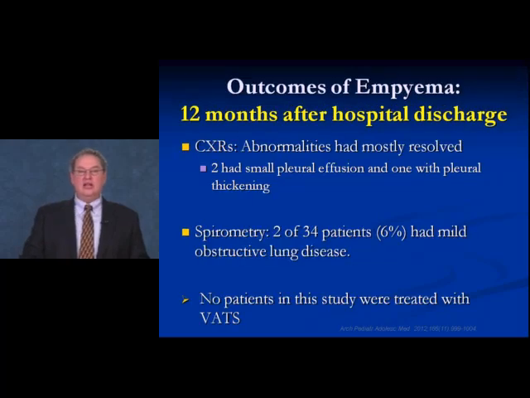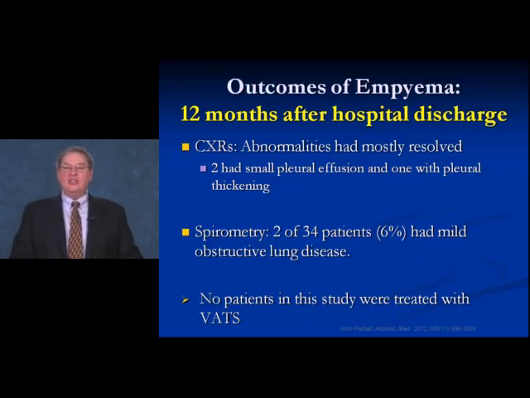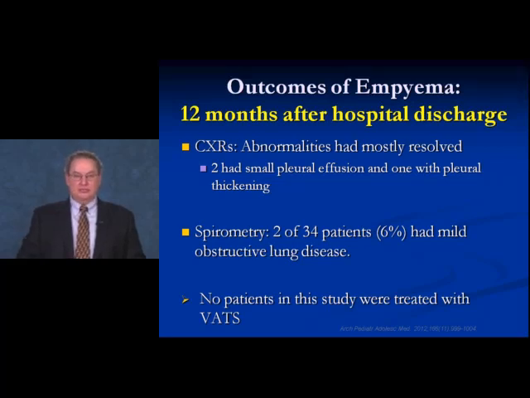However, at 12 months, the abnormalities seen on chest X-rays had mostly resolved. Only 2 had small pleural effusions and 1 had some pleural thickening. Spirometry in those old enough to do the study, 6% had mild obstructive lung disease. And important to recognize, at least in this study, that no patients were treated with VATS.